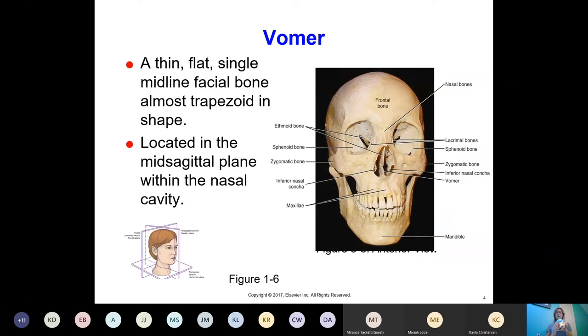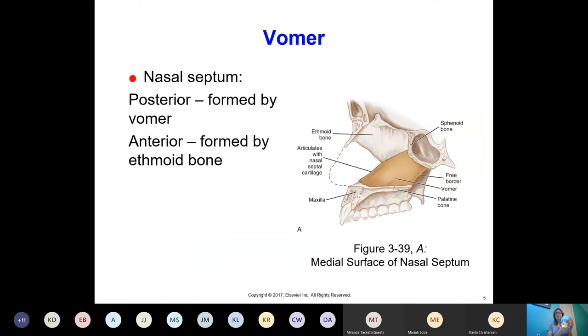So your vomer is a thin, flat, single bone in the midline. It's that little green one. Your nasal septum, the posterior part, is this area right inside the skull. I don't know how well you can see that, but right inside the skull, there is a bone that comes down the center. It's a very thin, plate-like bone. Can you guys see that? That little area divides the nose in half. The posterior bone, or the back part of that bone, is the vomer, and the front part is the ethmoid bone. You can see that based on the two different colors. One part is white, one part is green.